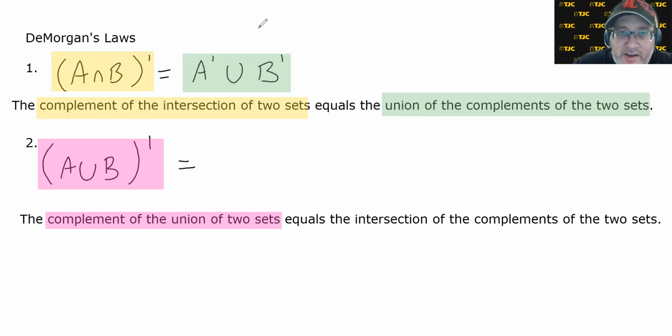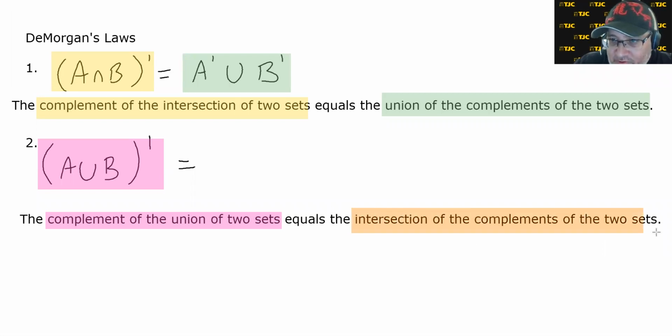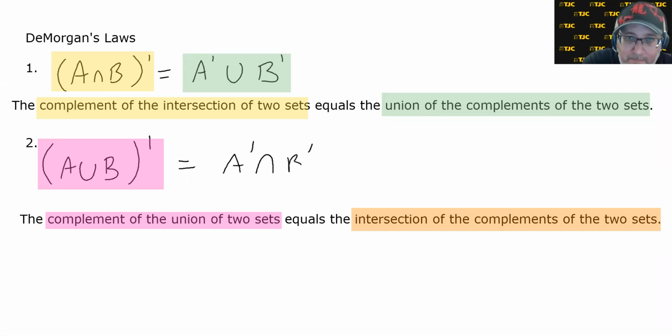and let's see how we would write symbolically the second half of this. Intersection of the complements of the two sets. All right, I think I can do this. Intersection of the complements of the two sets. And we'll go ahead and highlight that orange to match it up with those words.